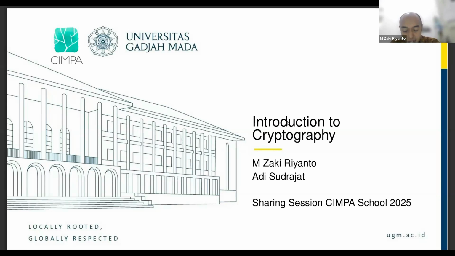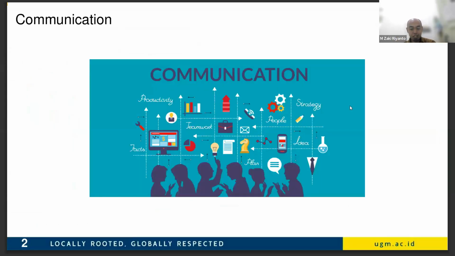I think all of you already know about cryptography and some lectures before today. I think it's about elliptic curves and analytic number theory. So some of you maybe already know about the notion. Okay, I will start with communication.